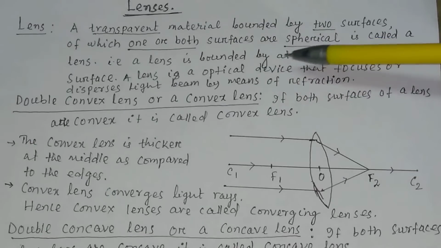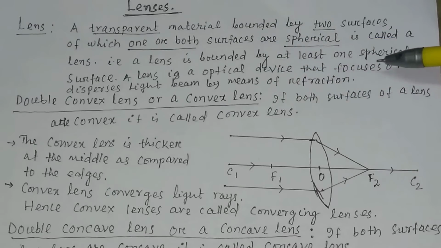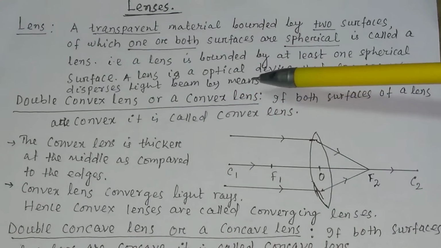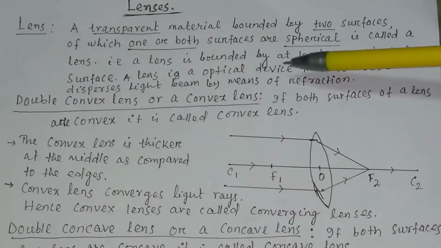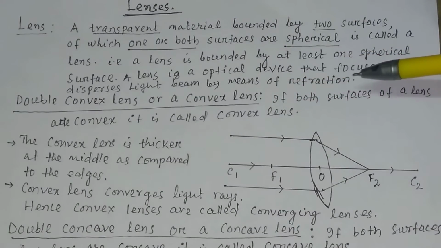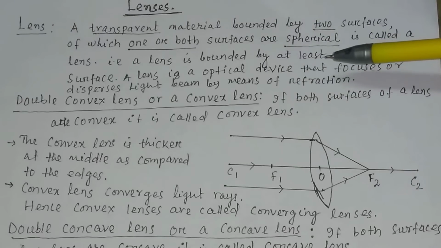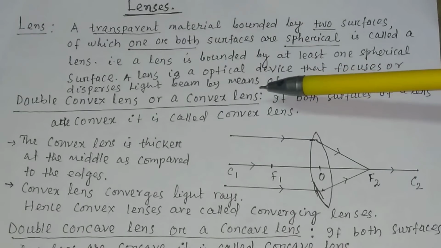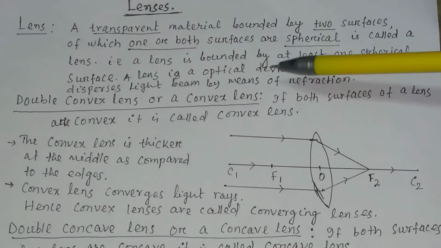A lens is an optical device that focuses or disperses a light beam by means of refraction. There are different types of lens, but we basically study two types of lens. One is convex and another one is concave lens.